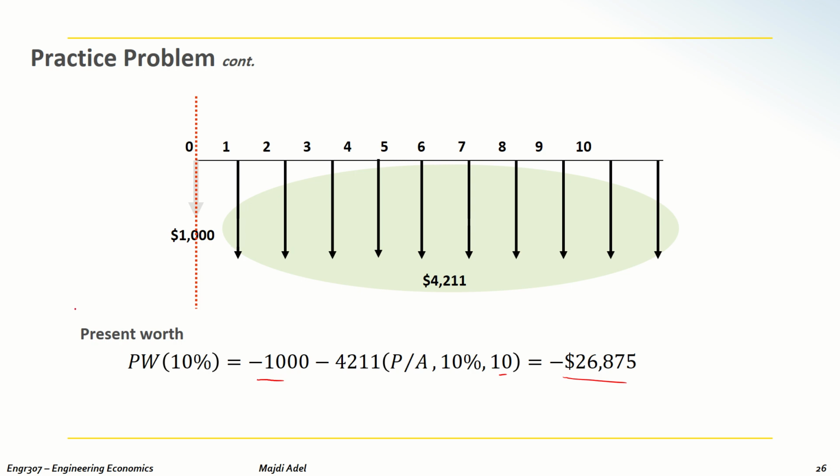$26,875. If I'm going to use present worth as it is, I have to put the minus sign. If I use present worth cost at 10%, I would remove the minus sign, and it's going to be $875. So using the word cost is equivalent to the minus sign.